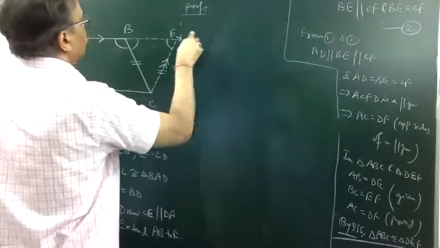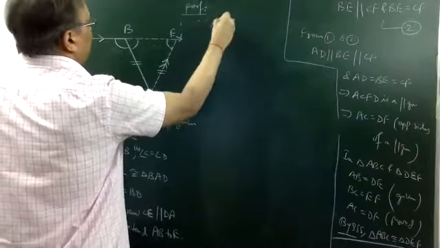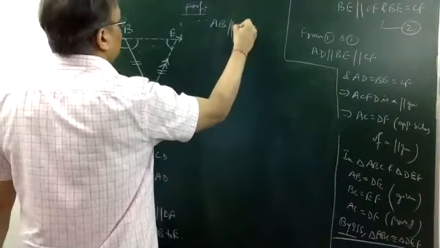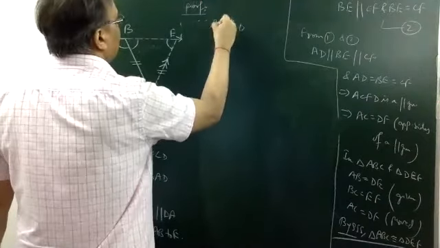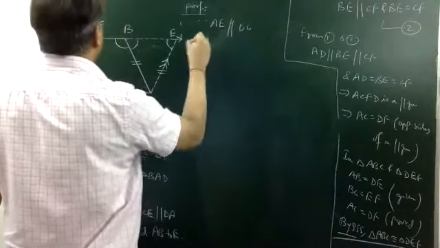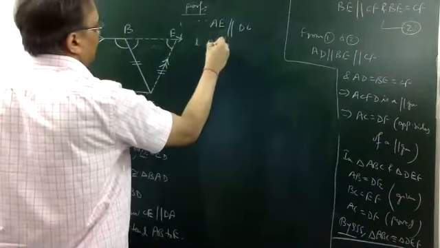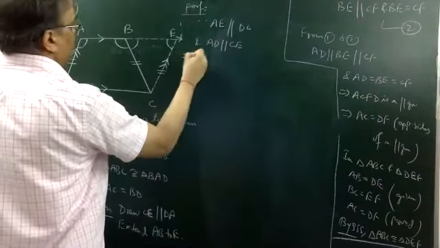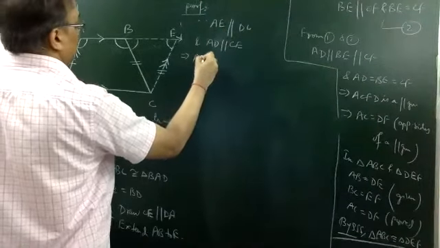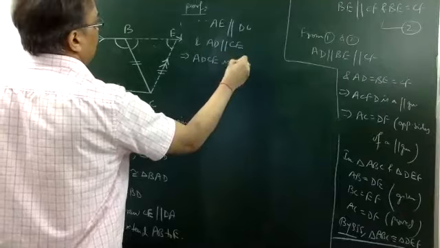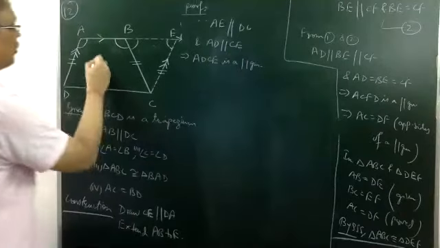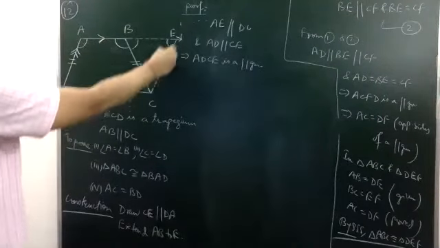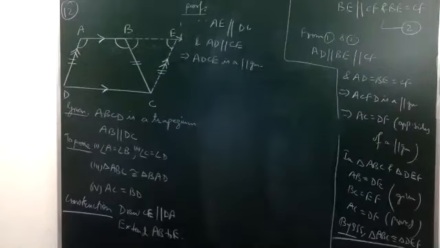Given, since AB is parallel to DC, AE is parallel to DC and AD is parallel to CE. This implies ADCE is a parallelogram. Because the opposite sides are parallel, this is parallel to this and this is parallel to this. So this whole thing, ADCE, is a parallelogram.